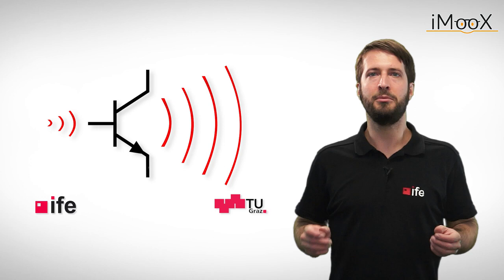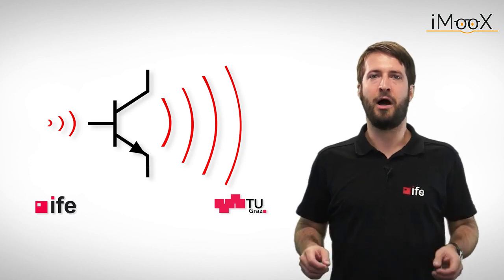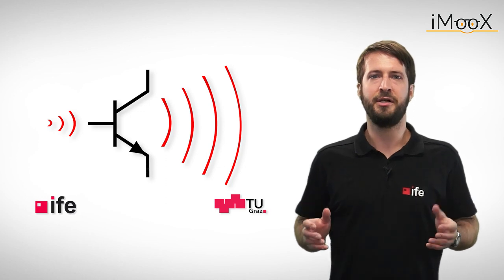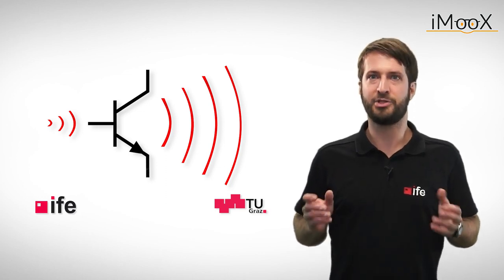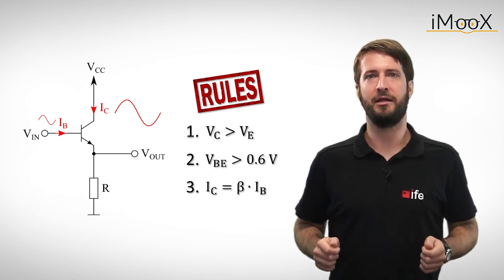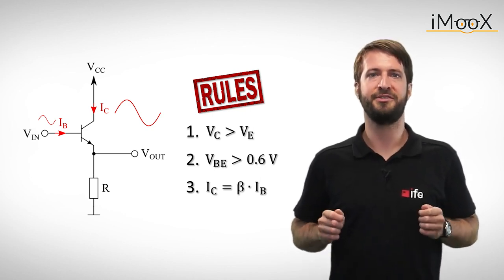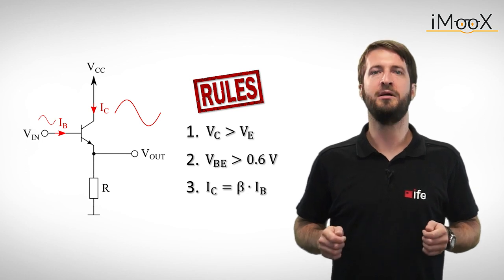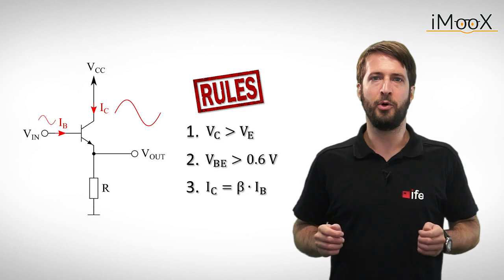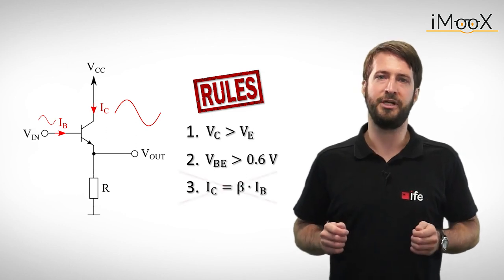So what does that all mean for our calculations? How should we account for the nonlinear behavior of the transistor if we want to build a working voltage amplifier? Well, let's go back a little and look at our set of rules we discussed in our last video. The first two rules still seem to hold true. The important change is in rule number 3.